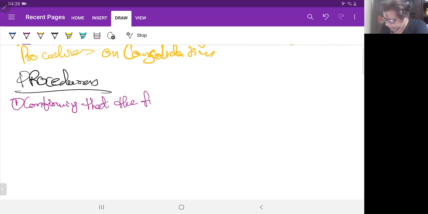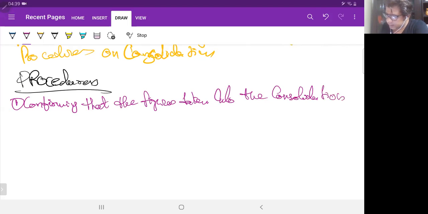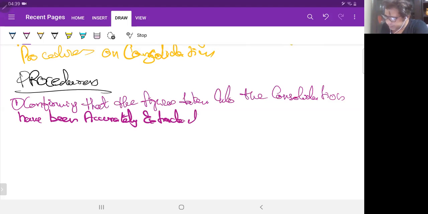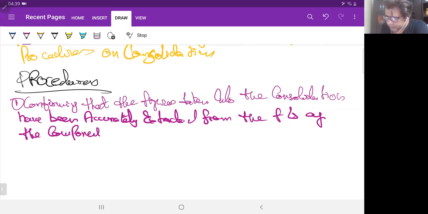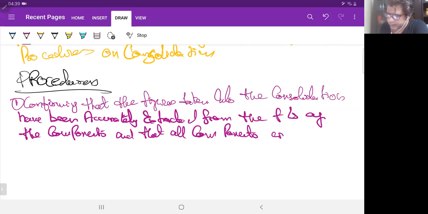That the figures taken into the consolidation have been accurately extracted from the financial statements of the components, and that all components are included.